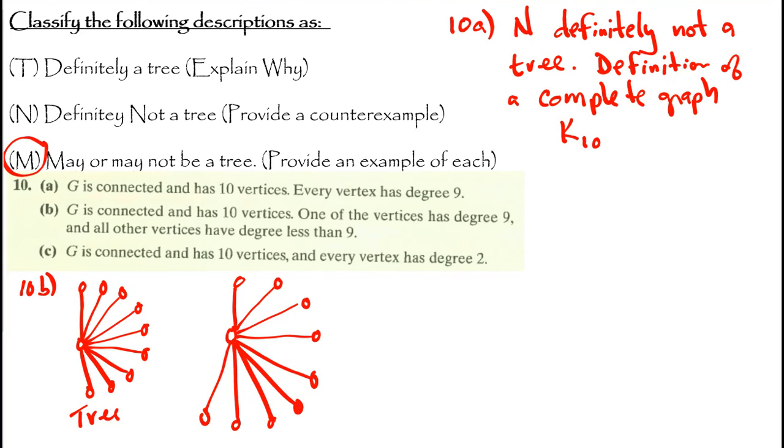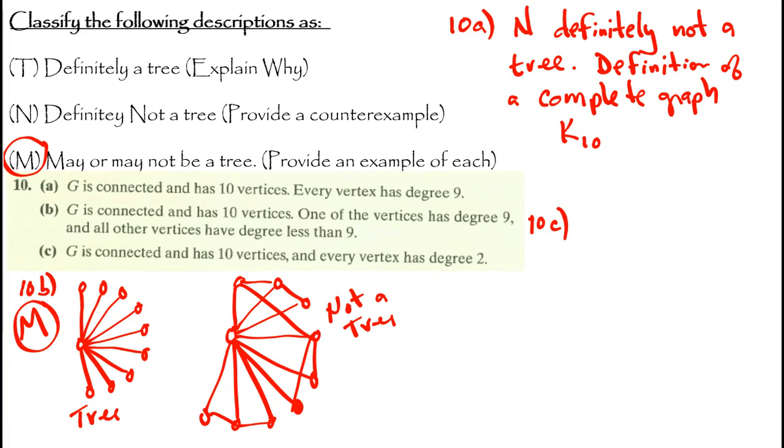They didn't give any restrictions as to how many edges, so I can connect these in all different ways. And I'm creating a bunch of circuits when I do this. So this is not a tree. So for 10b, the answer is M. See the drawings, one of each case.